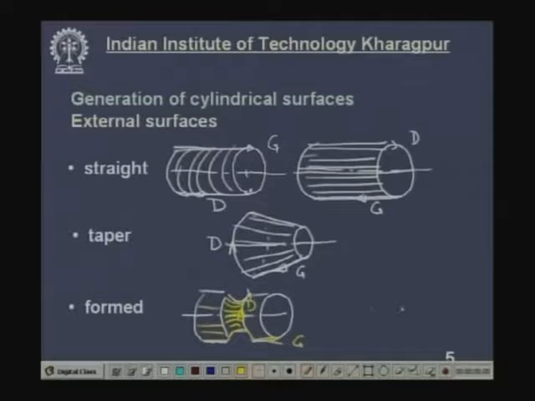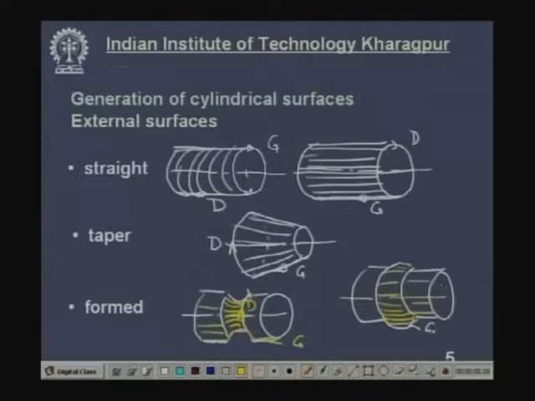Now, you produce this formed surface. Another example, you take a center line, and then a line like this, and now you rotate. So, this is the generatrix, you rotate about this axis. So, this will be formed like this. So, this will produce this surface. This is the generatrix and this is the directrix. This is how various types of cylindrical surface, straight, taper, formed, can be produced.